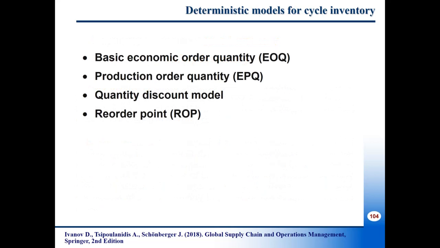For cycle inventory that is formulated deterministically, there are four models that are used in managing inventory to match supply and demand. They are the basic economic order quantity, or EOQ, the production order quantity, or EPQ, quantity discount, and reorder point models.